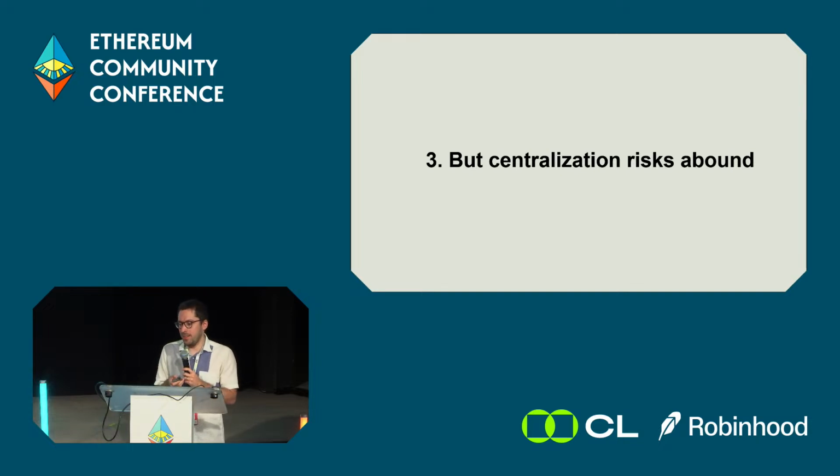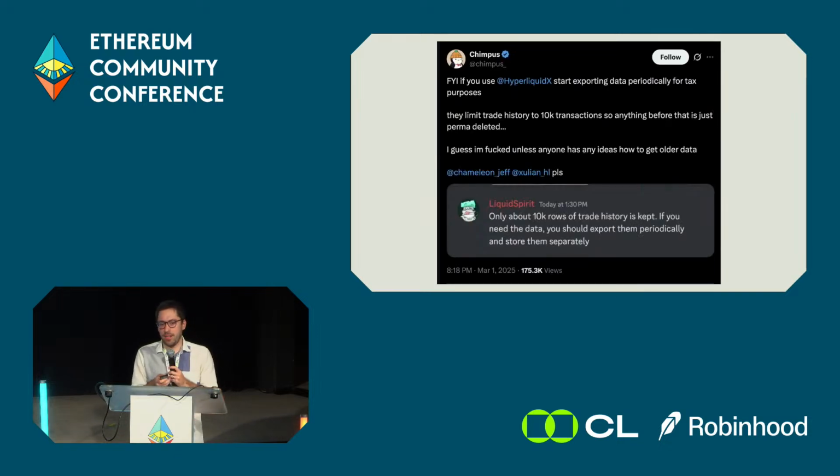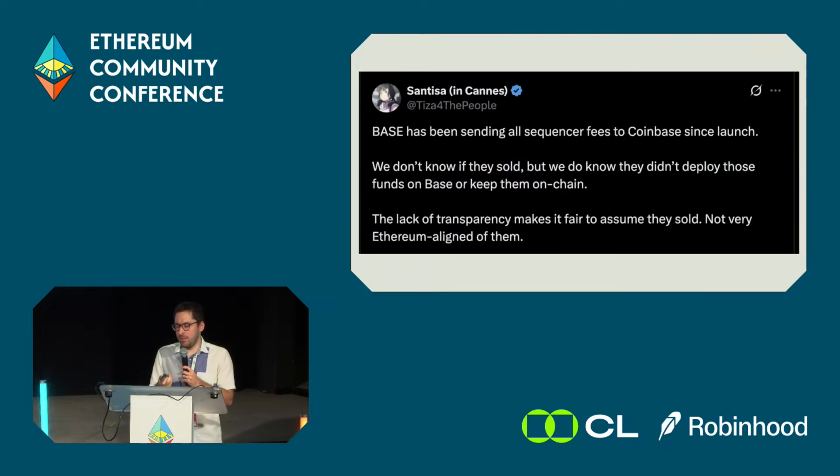I'd note that there are also centralization risks in Appchains right now. With Hyperliquid, which is very, very centralized, you can't export more than 10,000 transactions. The data is just gone, which means that if you're trying to do something like your taxes, it becomes very, very important to have this data. And centralization can have downsides. Base also sends the fees to Coinbase to custody them, so people don't know where they go.